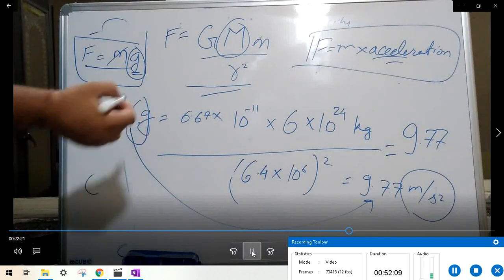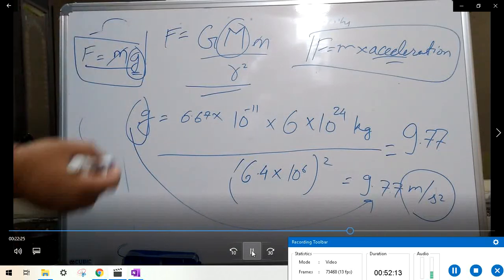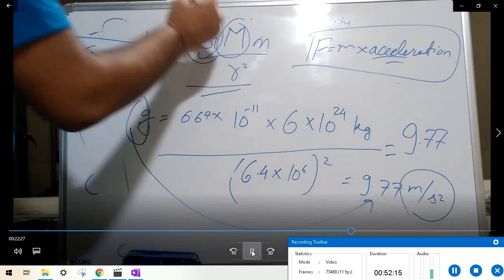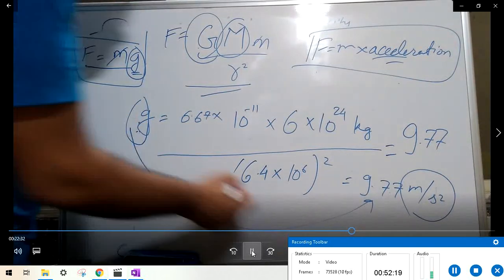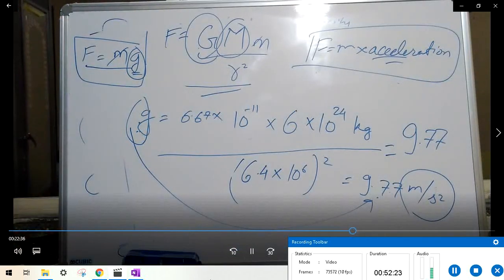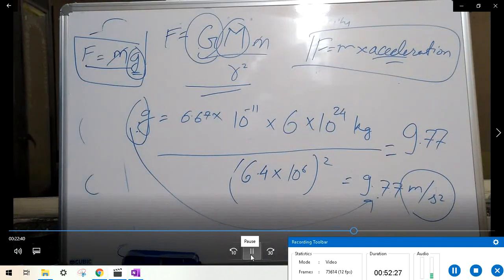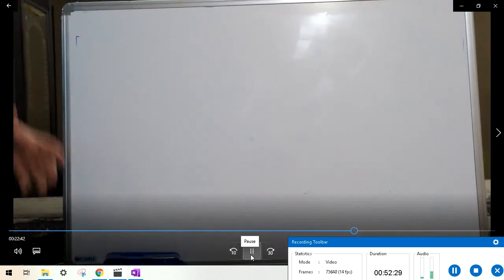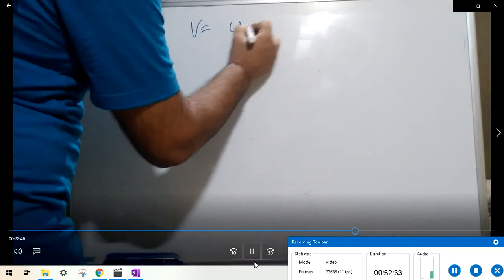This g is a small g. It varies from planet to planet. But this capital G is the constant. It is a universal constant. It will never vary. So for Earth, the value of small g, that is acceleration due to gravitational force, is 9.77 meter per second square. Now there is something that I want you to revise from class 9 probably.